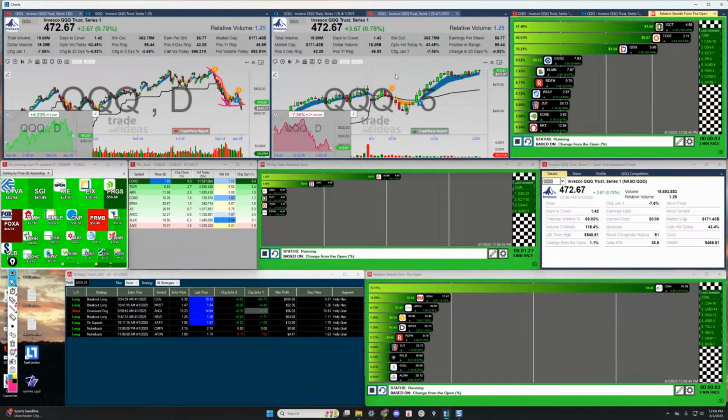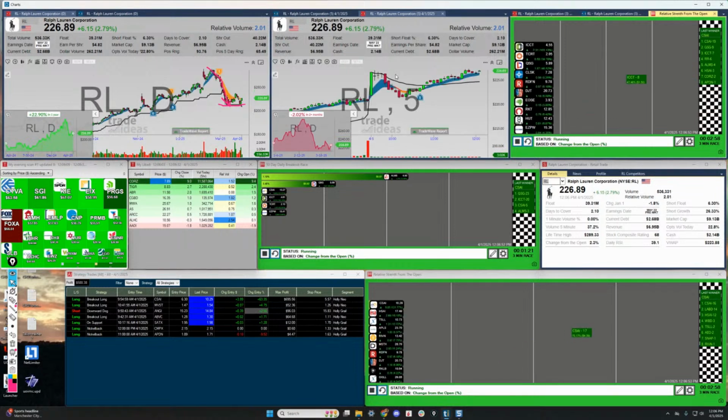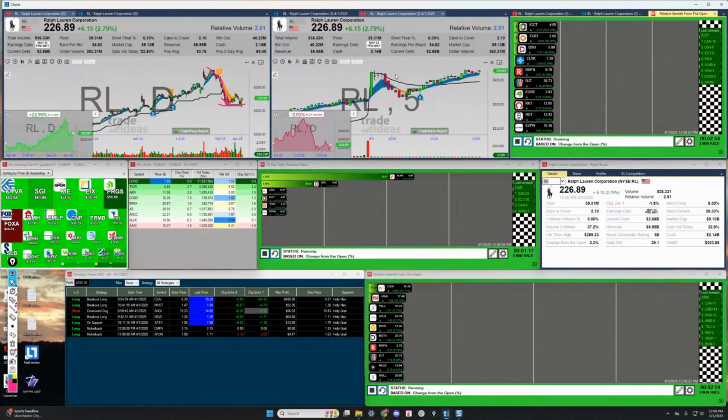So this is one of those moments where you're going to want to make sure that you're protecting your profit, right? And have an exit plan, both if this continues to move up or if it pulls back.